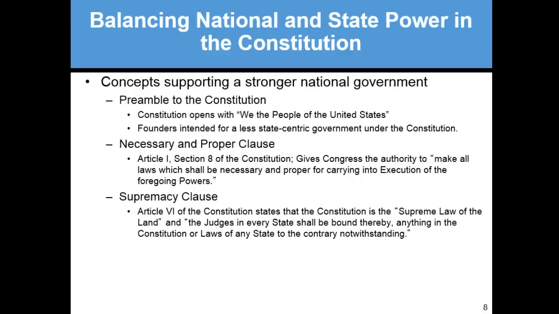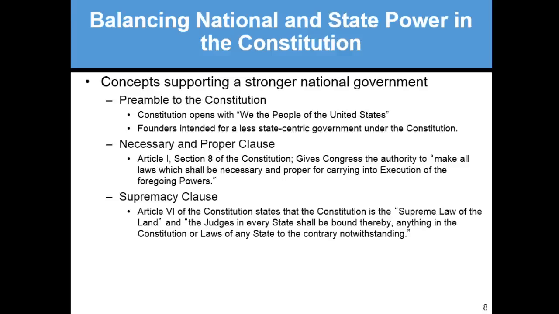Now the concepts that support the idea of a stronger national government. First, let's look at the Constitution. The Constitution opens with, "We the people of the United States." Remember, that has to do with sovereignty, popular sovereignty, who's in charge. The founders intended for a less state-centered government under the Constitution. They wanted the federal government to have some level of control because it wasn't working prior to the implementation of the Constitution.